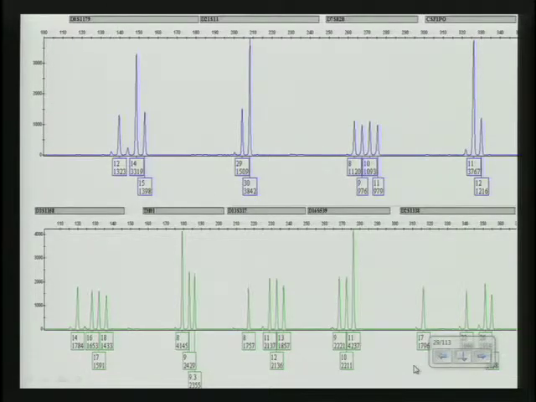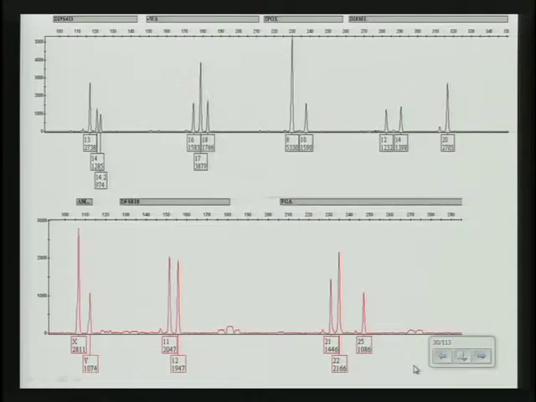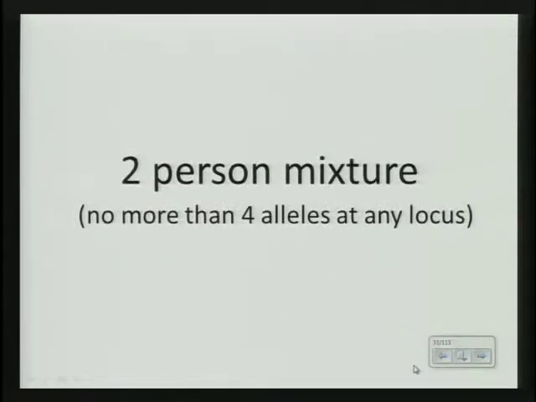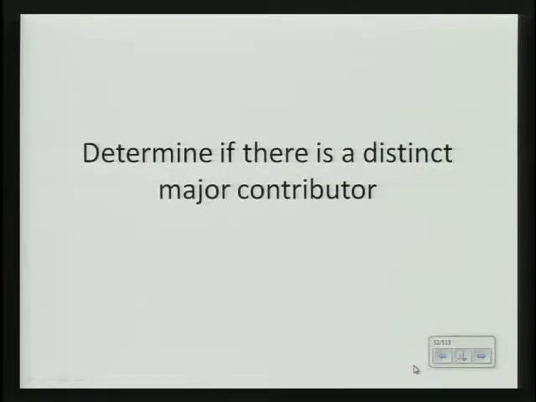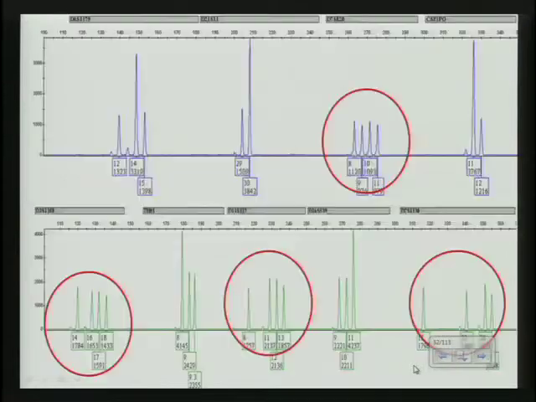If we take a look at the overall picture of the mixture here, I would say that this is a 2-person mixture. We see no more than 4 alleles at any one locus. Here are the 4 loci that have 4 peaks. Notice there's no easily defined major or minor here. So pretty much as the example says, it is a 50-50 mixture.